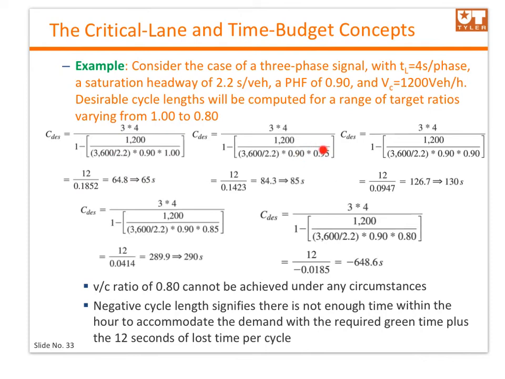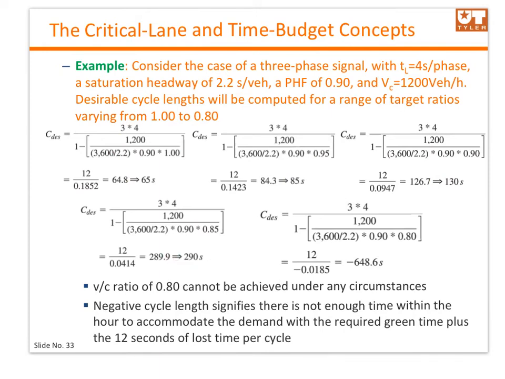If you want to reduce it, and now I want to use up to 95% of the capacity of the intersection, then everything is the same, except now I'm going to change from 1 to 0.95. As you could see, I need to increase the desirable cycle length from 65 seconds to 85 seconds to handle the same problem. I can keep decreasing the V over C ratio to 0.9. 0.9 is going to give me 130 seconds. If I want to use only 85% of the capacity, it can run all the way to 290 seconds.